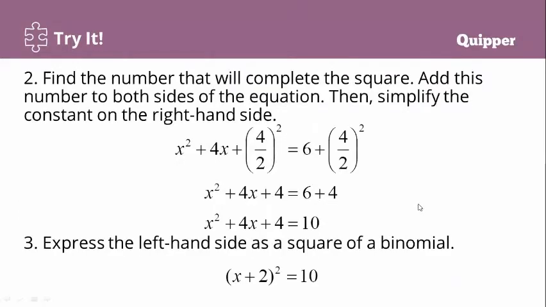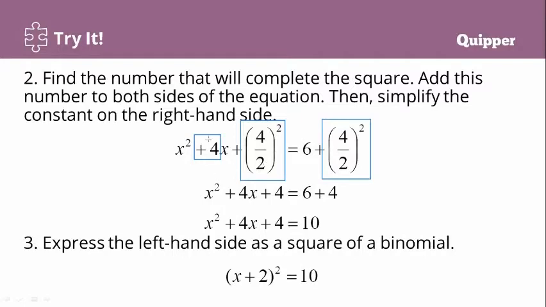Then we proceed with the next step. Find the number that will complete the square. Add the number to both sides of the equation, then simplify the constant on the right-hand side. Remember, in completing the square, we first get half of the coefficient of the linear term, then we square it and add the result to both sides. We have here the square of half of the coefficient of the linear term.